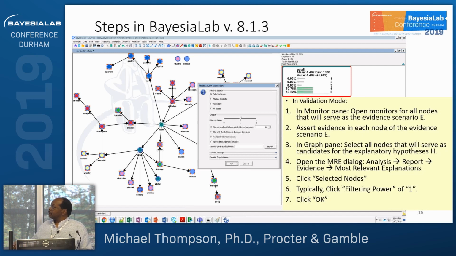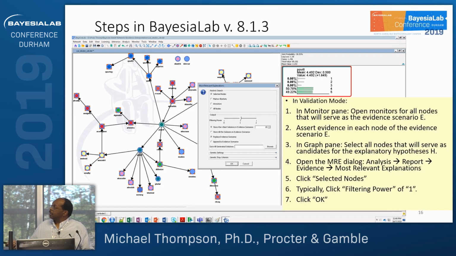Then, as I showed on the previous slide, you go to analysis, report, evidence, and most relevant explanations, and the dialog box pops up. You leave the selected nodes as the option for the candidate set of hypotheses that BayesiaLab will search for.